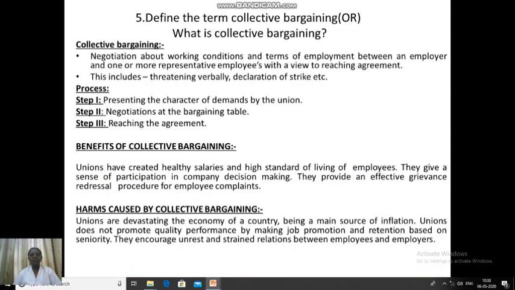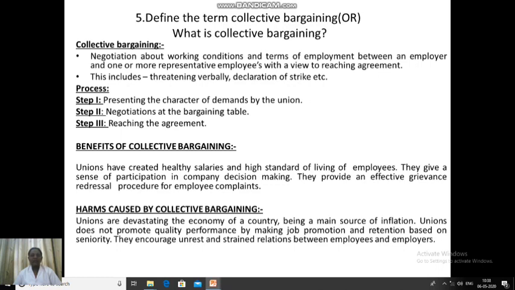Fifth question is, define the term collective bargaining. Collective bargaining is negotiation about working conditions and terms of employment between an employer and one or more representative employees with a view to reaching agreement. This includes threatening verbally or declaration of strike, etc. Then the process has three steps. First one, presenting the charter of demands by the union. The second one, negotiations at the bargaining table. And the third one is reaching the agreement.